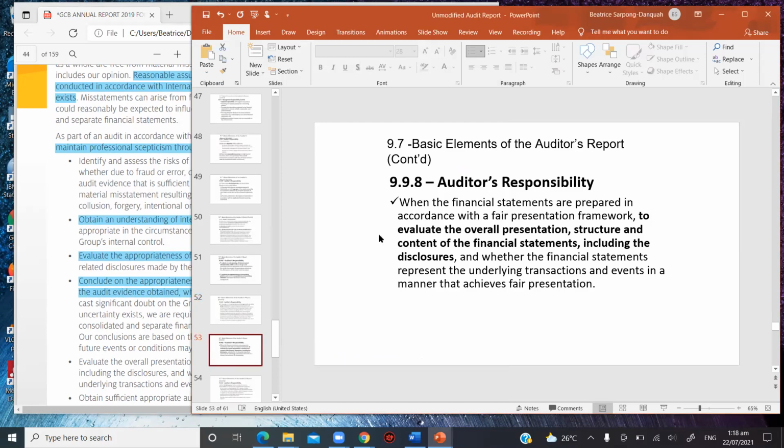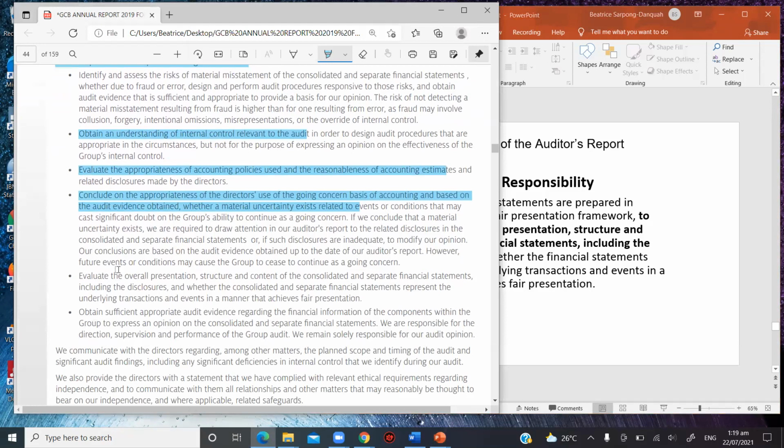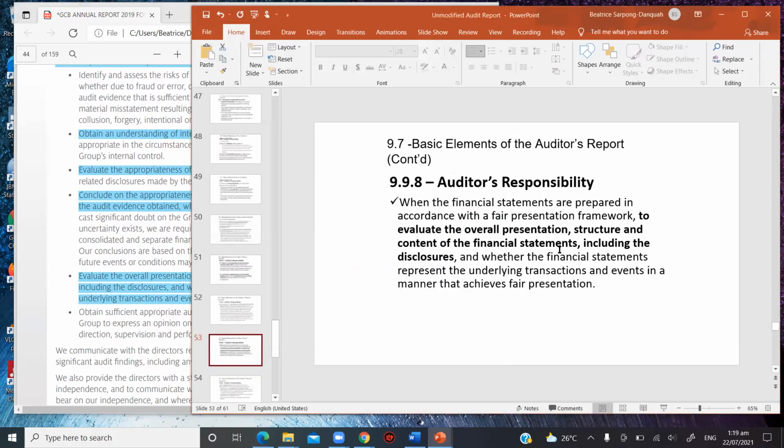It's also their responsibility to indicate whether they evaluated, when the financial statements are prepared in accordance with the fair presentation framework, the overall presentation, structure and content of the financial statements. So they have to indicate it if they did that. So the next step, we evaluated the overall presentation, structure and content of the consolidated statement of financial position, including disclosures, and so on. So the overall presentation of the financial statements, they have to evaluate it. So they've stated it here as well.